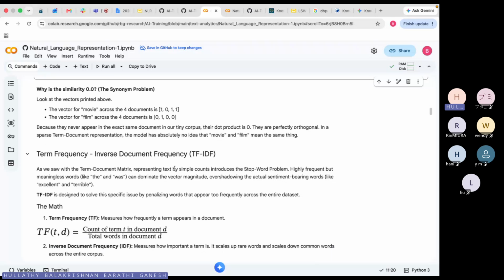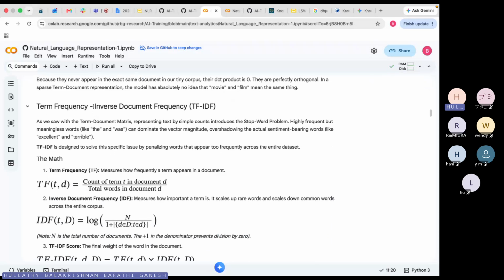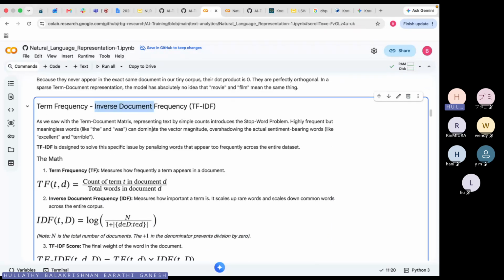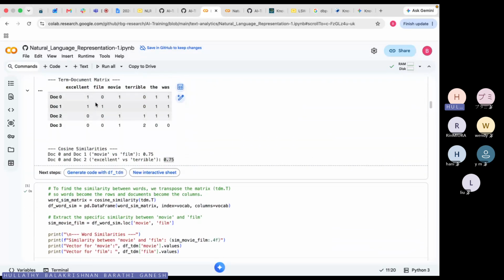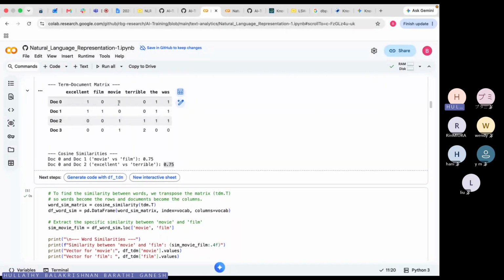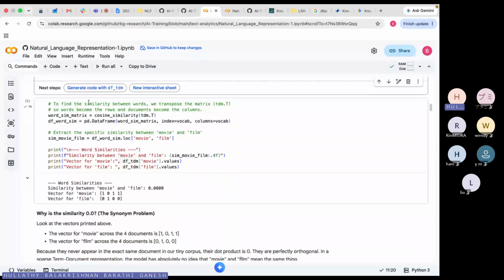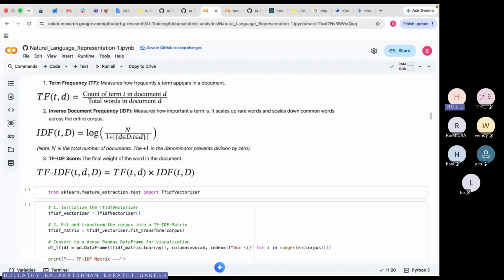Nope. Yeah. So now the next one is term frequency, inverse document frequency, as we have seen earlier. On the same matrix, we're inversely applying the number of documents it appears in. So if you see here, words like the, was, and movie are appearing across most of the documents. So these should get the lower weightage. The other words like terrible and excellent should get more weightage. So that is the concept of TF-IDF.